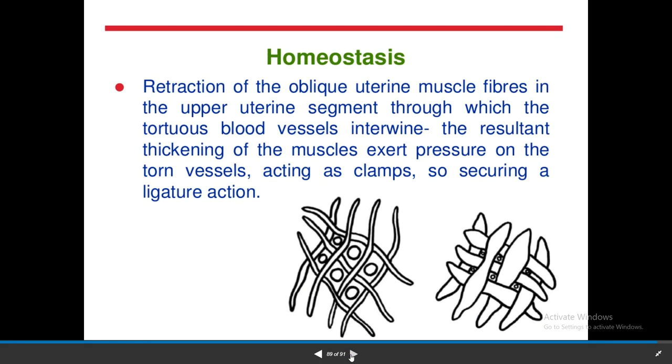Hemostasis. How is hemostasis maintained? Retraction of the oblique uterine muscle fibers in the upper uterine segment through which the tortuous blood vessels intervene. The resultant thickening of the muscles exerts pressure on the torn vessels, acting as clamps, so securing a ligature action. Here you can see this crisscross arrangement. It helps and gives strength to the musculature.